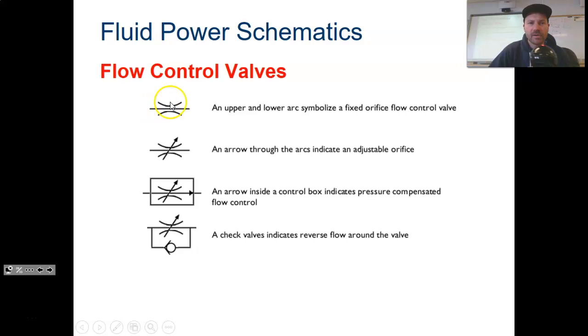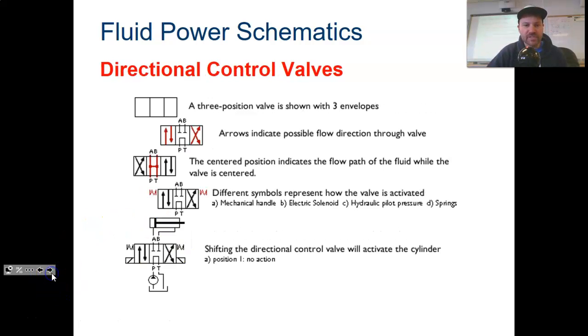Your valves, flow control, so you can have a fixed orifice, or a variable one, and you'll see that a lot. If there's a diagonal arrow, it kind of means that things are adjustable. And then here's a check valve down there. You'll see those coming up.